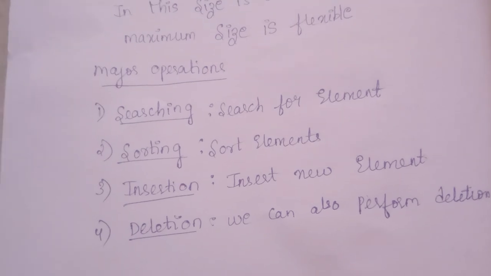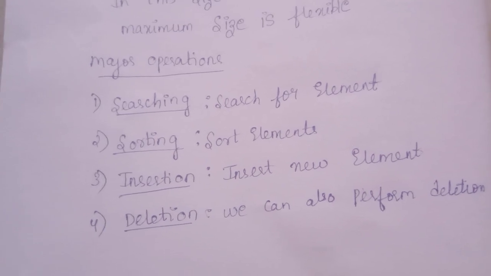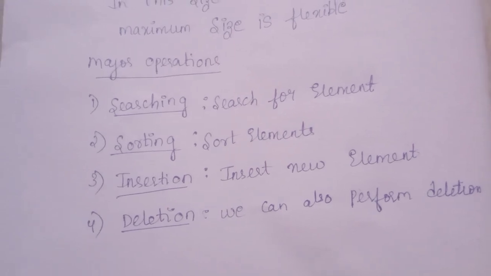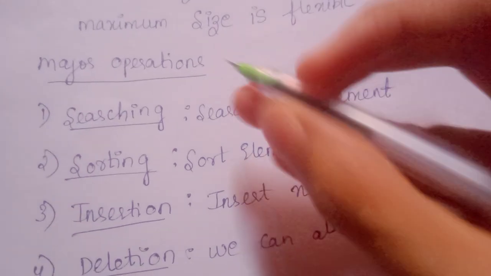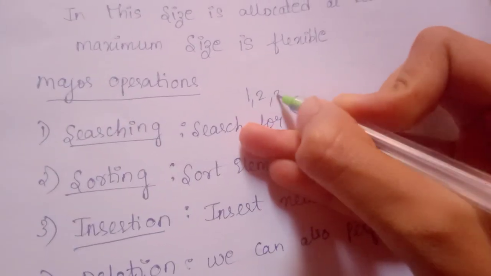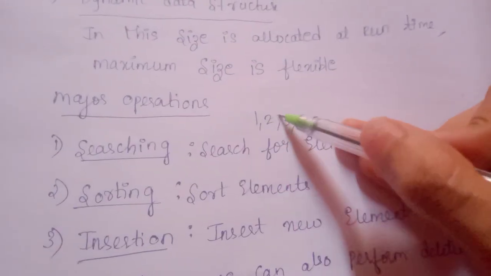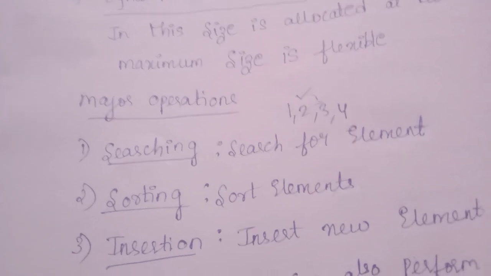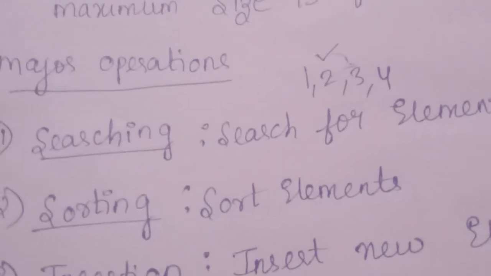We are going to perform major operations on data structures. There are mainly four types of operations. The first operation is searching. Searching is nothing but searching for an element. Suppose we have elements like 1, 2, 3, 4, and we want to search for the element 2. Then you are searching for the element in a linear order. That is nothing but searching.